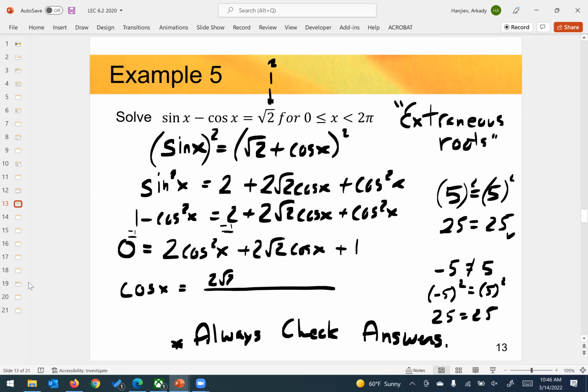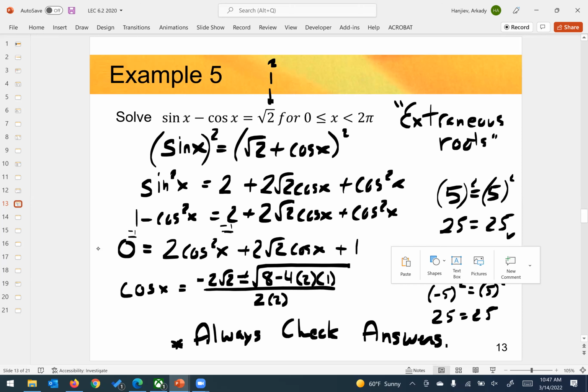So 2√2 plus or minus the square root of 8 minus... Is that right? Oh, it's negative 2, right? Negative 8 plus minus 2. Oh, thank you. And that's just 8 minus 8. Yeah, this whole discriminant goes away. That's cool. This is a 4.